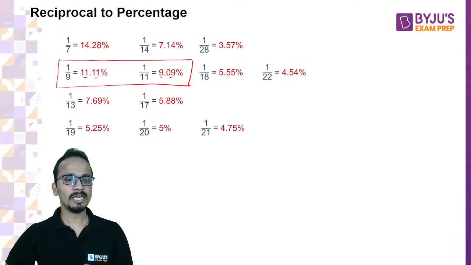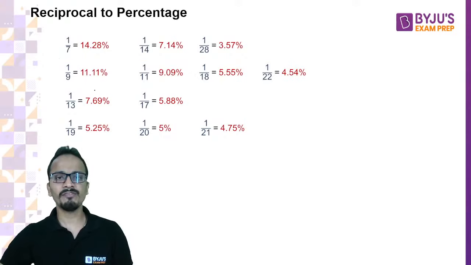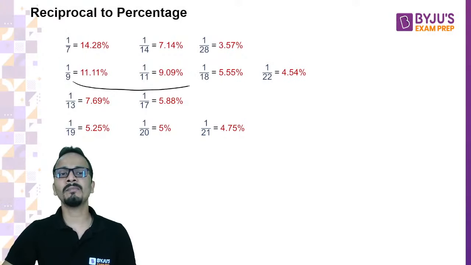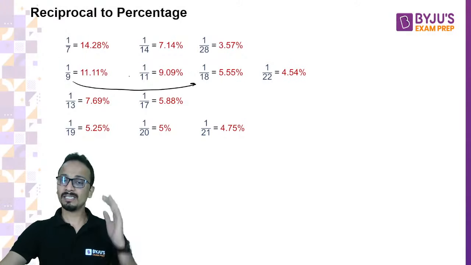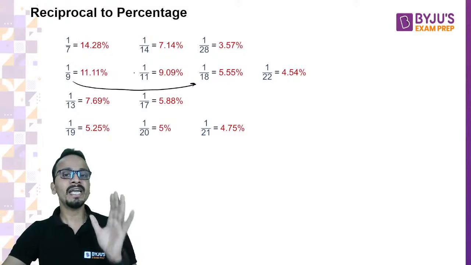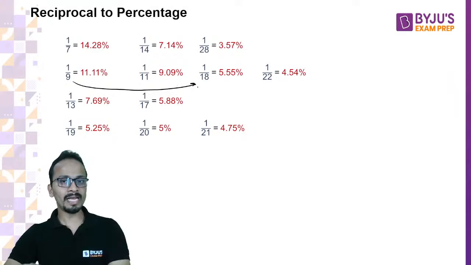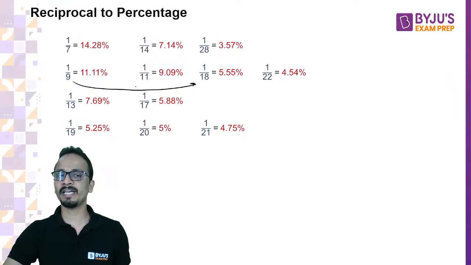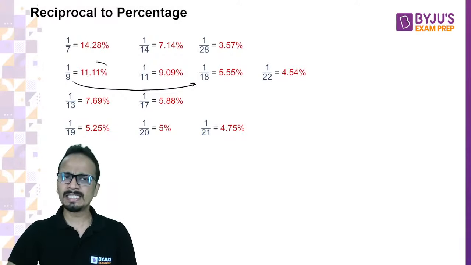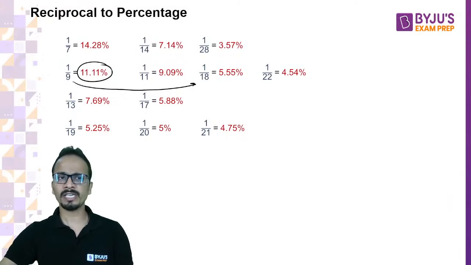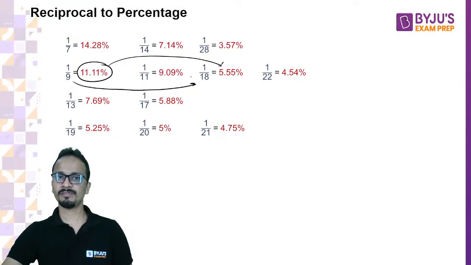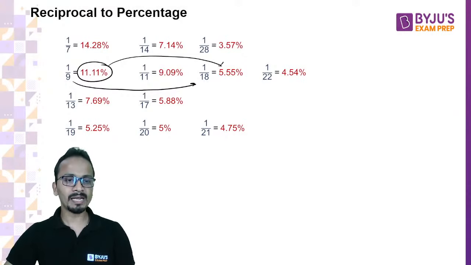Now the next set of values can be derived by dividing 1 by 9 by 2. So 1 by 18, if I look at it independently, I will not be able to remember this value. So for 1 by 18, what do you do? Divide 1 by 9 by 2. So simply divide 11.11 by 2. So 11.11 divided by 2 will give you 5.55.